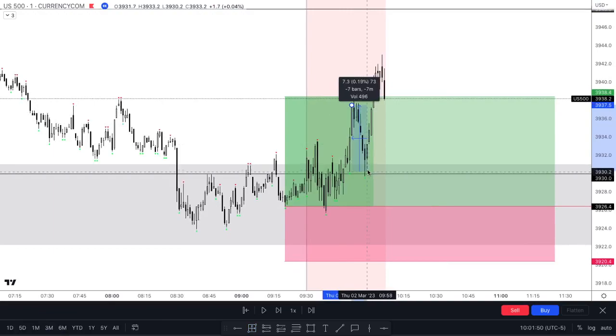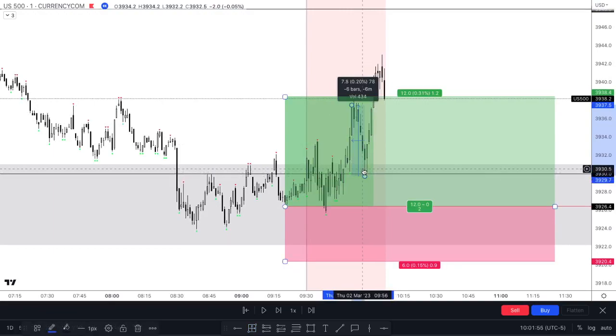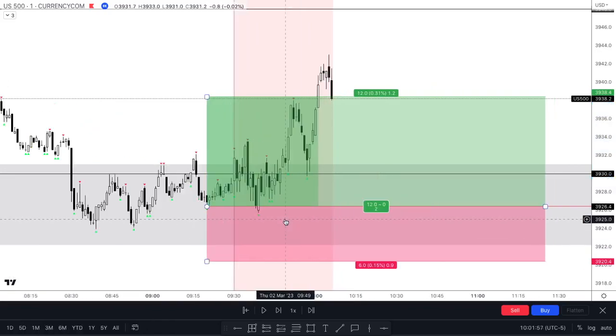It did run for about 5 handles. So you can see that the system, if you're just looking for 5 handles, you could always kind of eat something. So yeah, that's the setup there, bro.